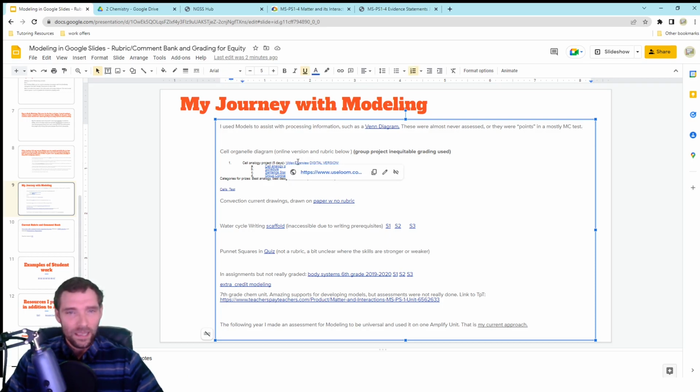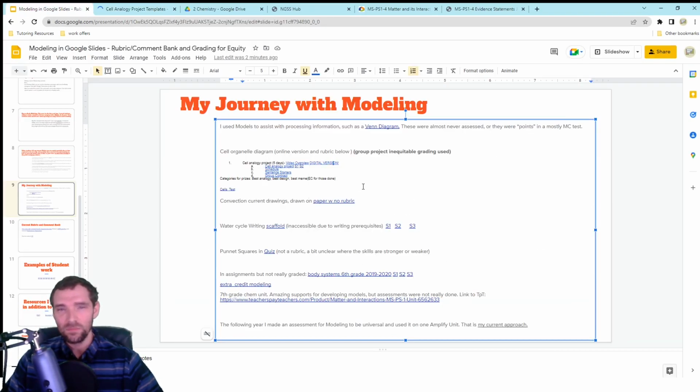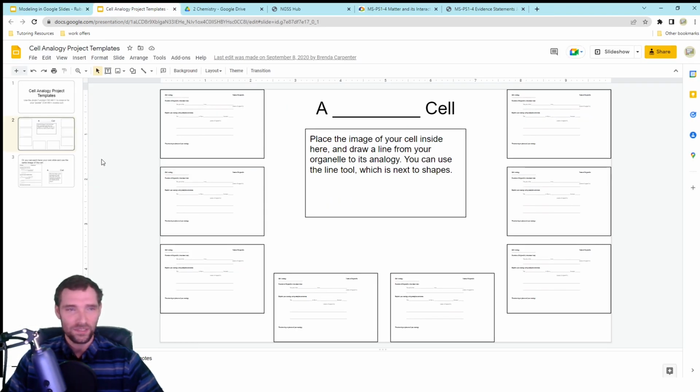And then I've also done things where I made this cell analogy project. Doing modeling group projects is really inequitable. You've got to be careful with doing any group project. The Joe Feldman book that I mentioned earlier basically says instead of giving everyone a 50-point grade for the group project, just get everyone's points for the section they're responsible for.